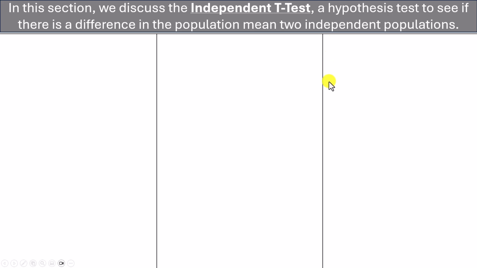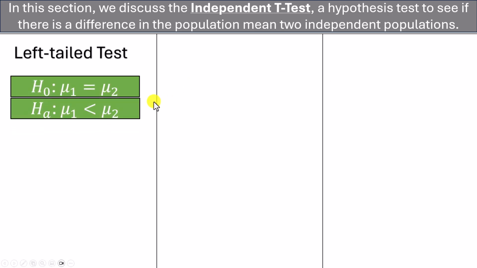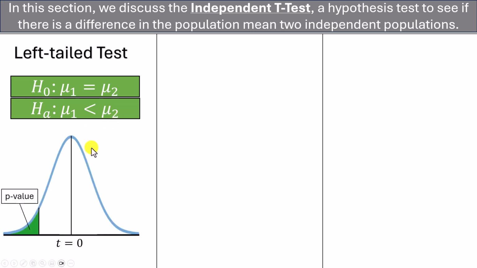Similar to the paired t-test, we will have three different options: the left-tailed test, the right-tailed test, and the two-tailed test. For the left-tailed test, we will have this set of hypotheses. The null hypothesis will be that the two means are equal to each other, and the alternative will be that the first population mean is less than the second population mean. We will be finding a p-value in the left tail of the distribution. You should use this setup when you believe that the first population mean is less than the second population mean.